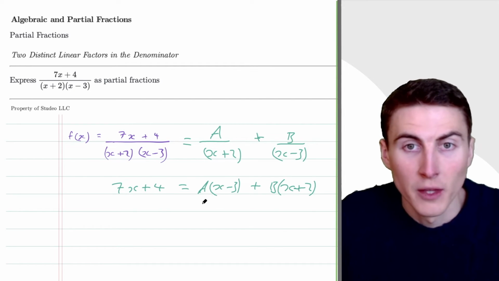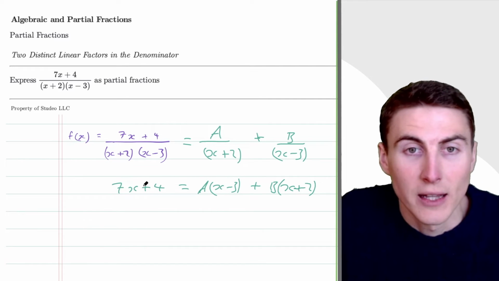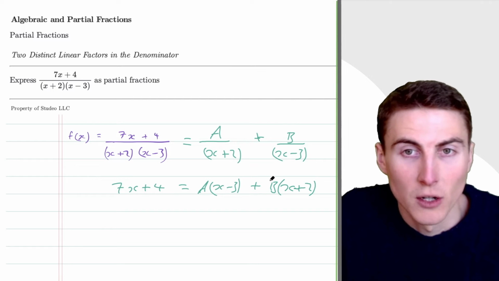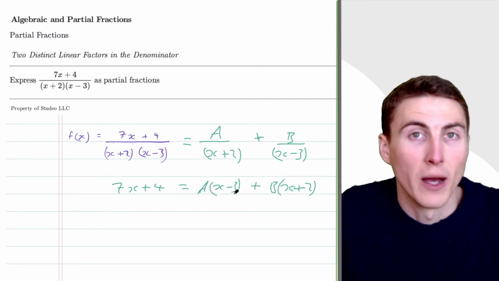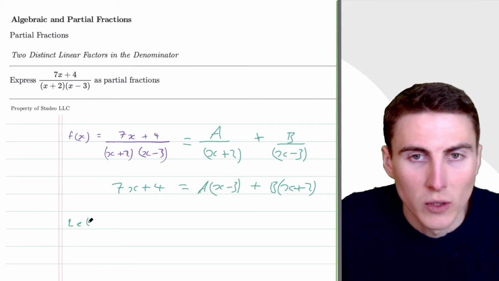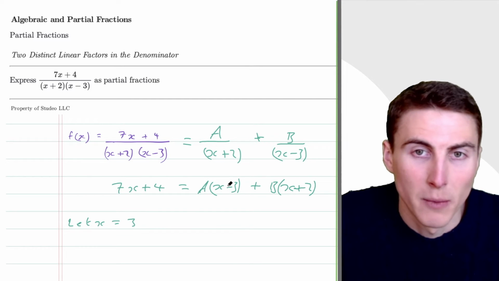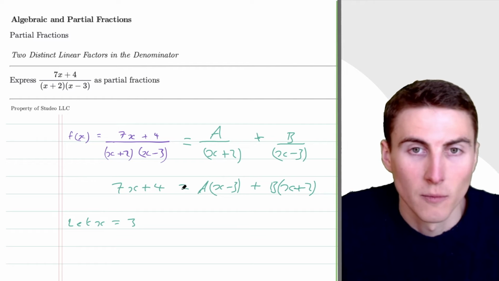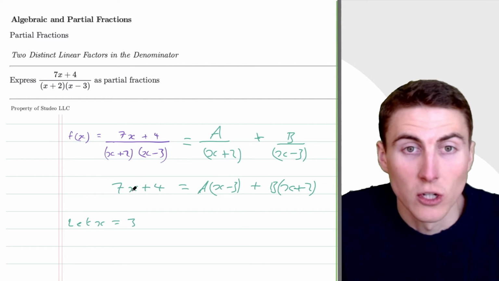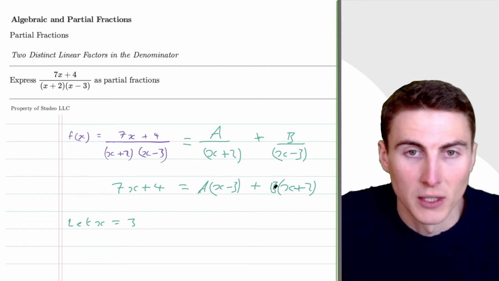Then another way to think about it is you can't really solve this at the moment because you have A and B as unknowns, and we want to work out what A and B are. And there's also the x. So what we can do is, first of all, we can let x equal 3. Because that's going to make this bracket, 3 minus 3, become 0. That will cancel out this entire term. And we've substituted 3 in as x, so the only unknown variable will be B. So by letting x equal 3, we can figure out what B is.